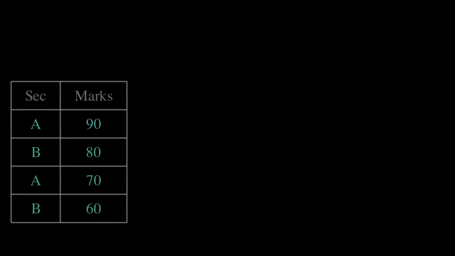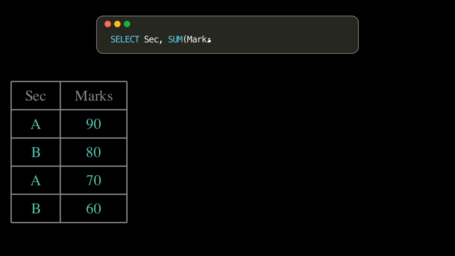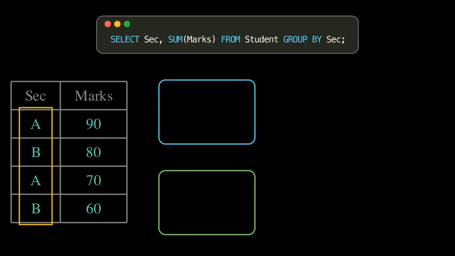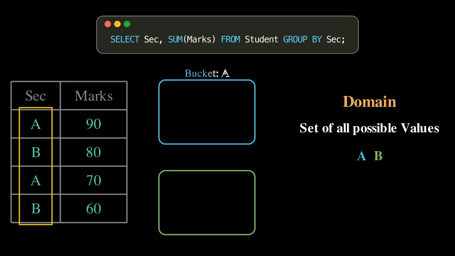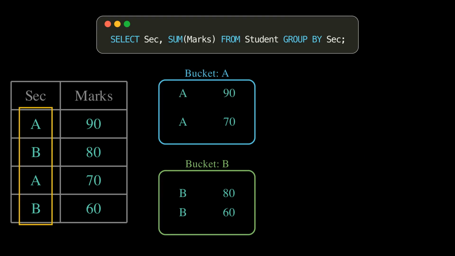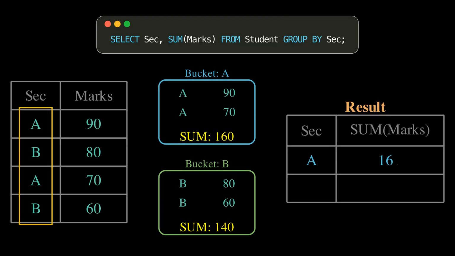Next, GROUP BY. For simplicity, let's do this using a student table with just 2 columns, marks and sec. This is how GROUP BY is used. It creates buckets based on a column. Here, the domain of the section column, the set of all possible values for section, is A and B, 1 bucket for each section value. Once you have buckets, you can calculate things for each one, like sum of marks for each section. And from those bucket level sums, we can build the final result.